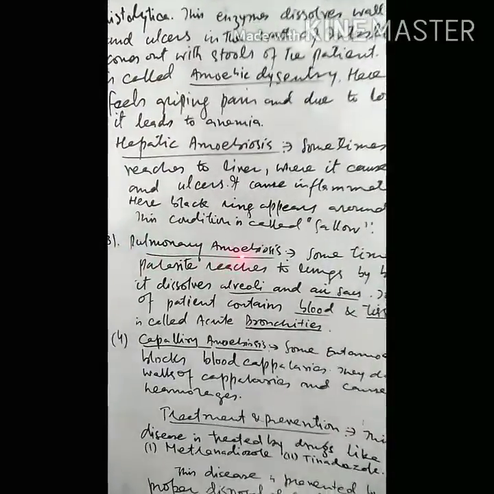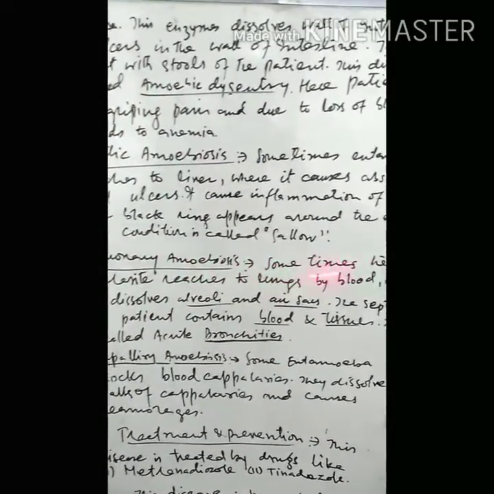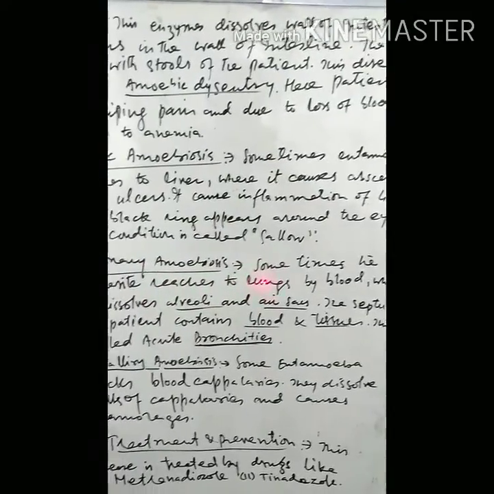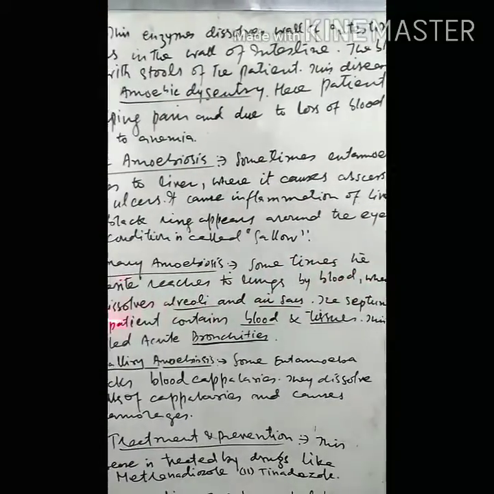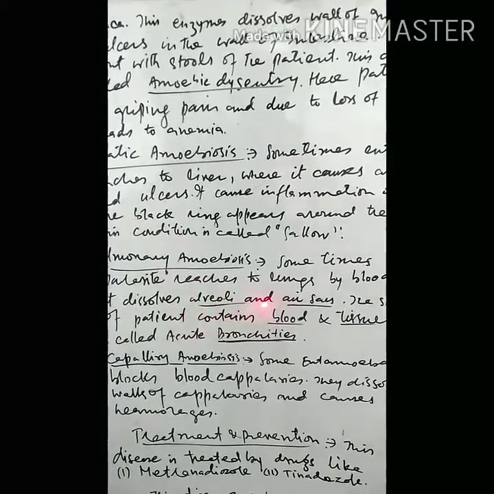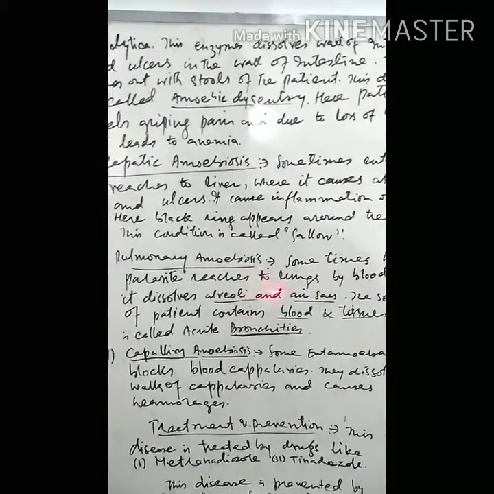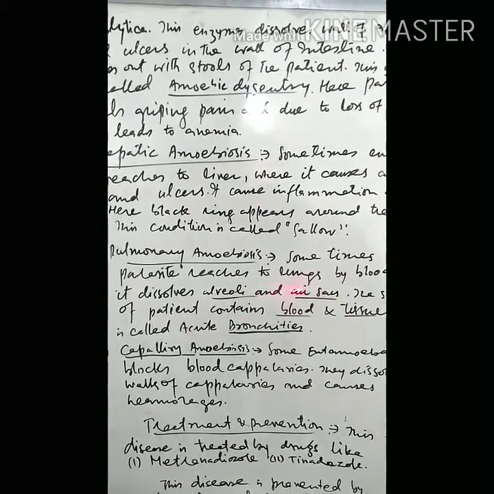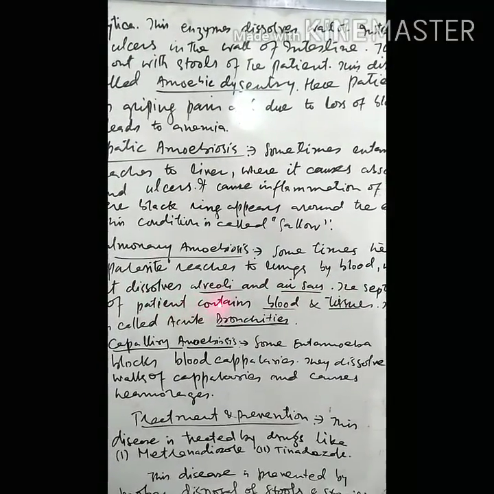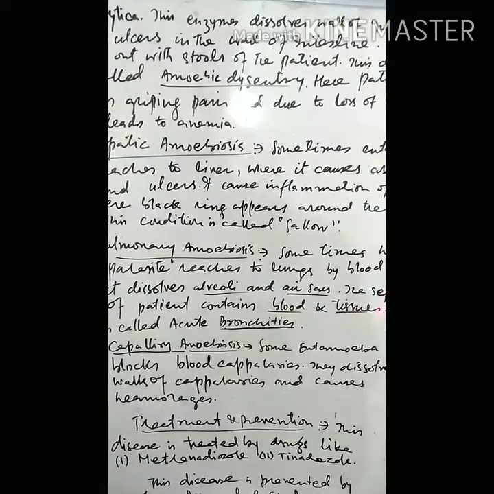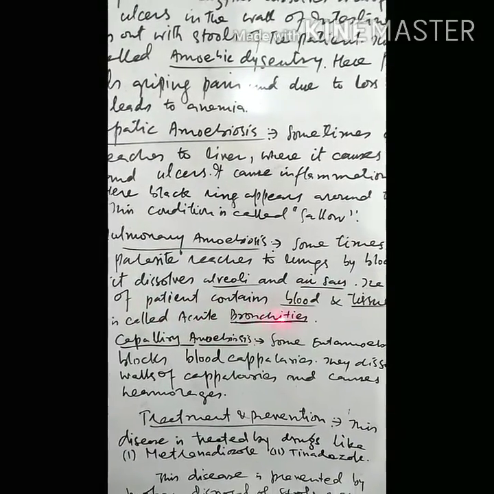Third is pulmonary amoebiosis. Sometimes this Entamoeba reaches the lungs through the bloodstream. It dissolves the alveoli, the air sacs. There are small air sacs in the lungs. These are called air sacs or alveoli. The sputum of the patient contains blood and tissue. This is called acute bronchitis.